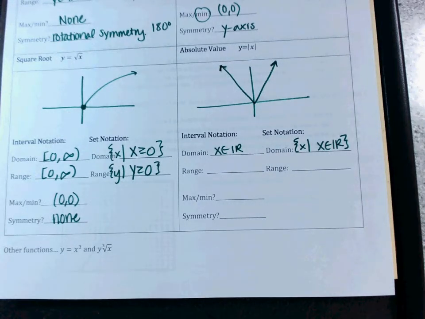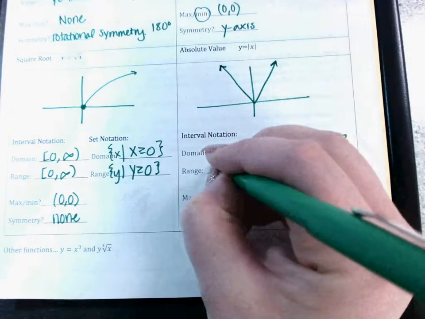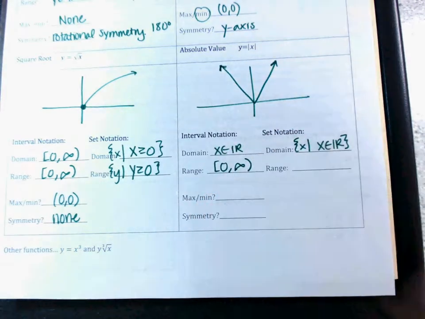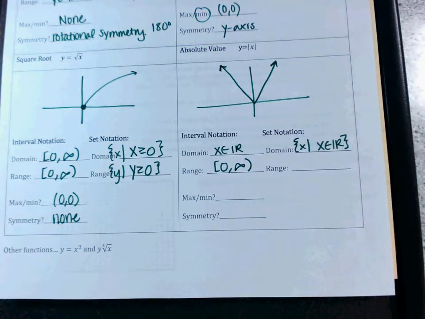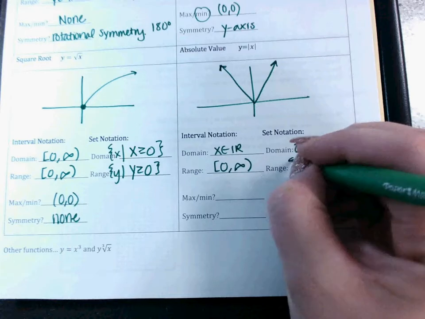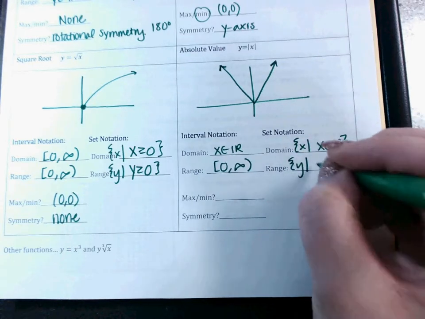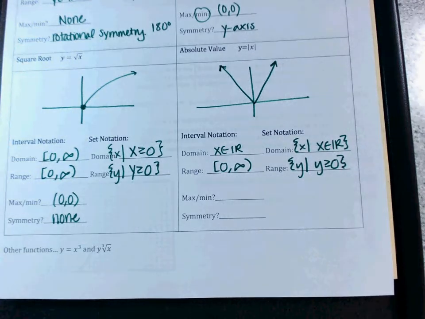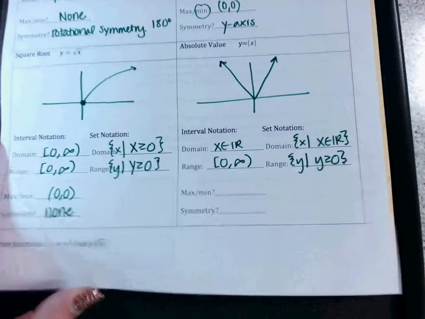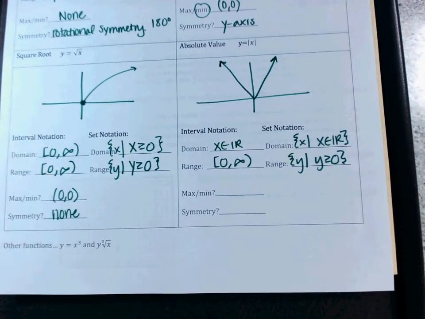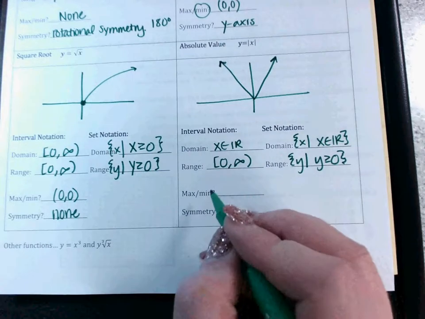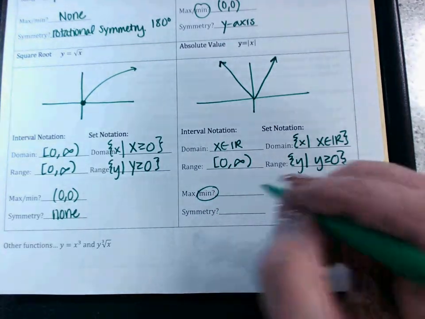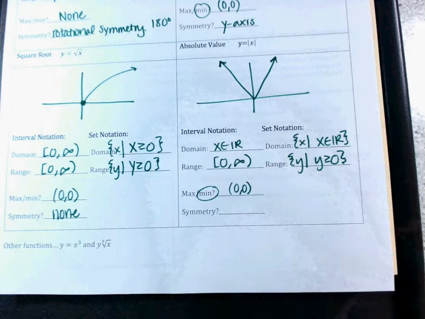But my range is lowest to highest, and I do have a lowest. How low does it go? It'd be 0 to infinity. Very good. Then my range, I do squiggle y bar, and then y greater than or equal to 0. Okay? Do I have a minimum or a maximum on this one? Yeah, I have a minimum. How low? 0, 0.